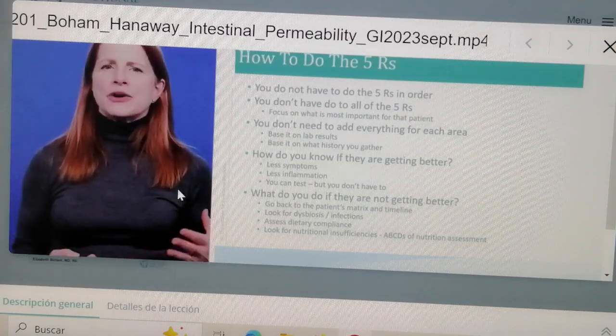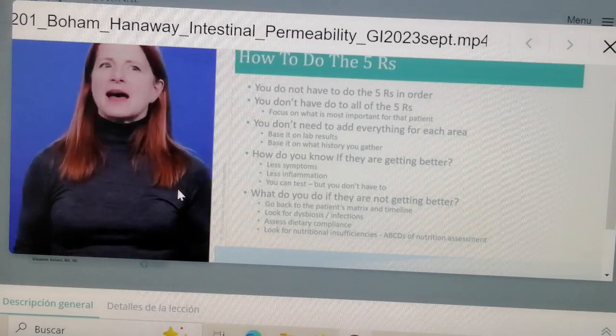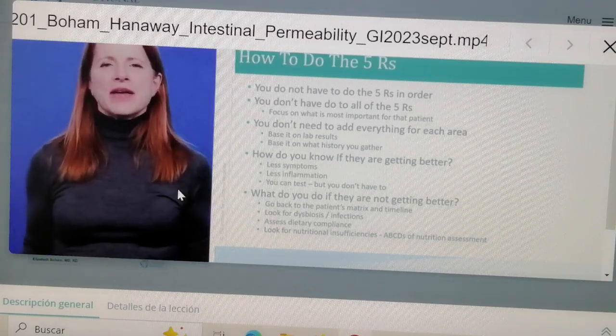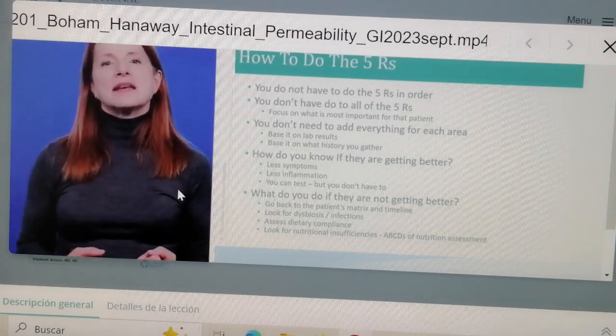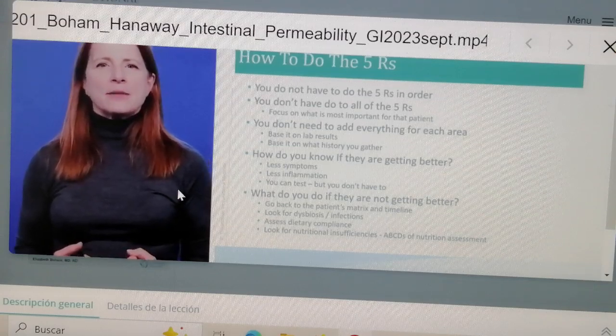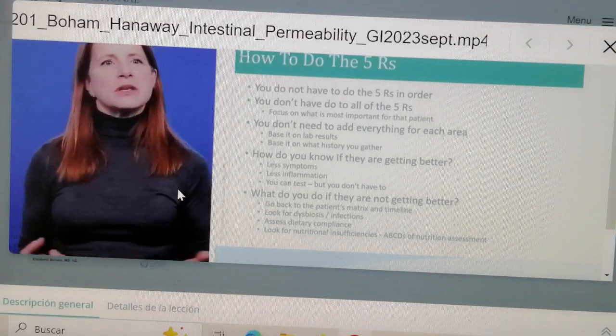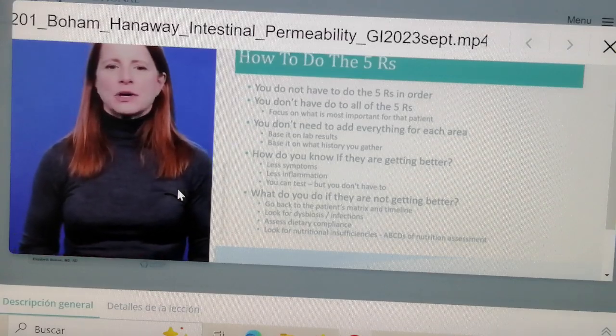You really base where you're focused on all of that information you've gathered or any labs that you've done. So how do you know if they're getting better, right? Maybe they're having fewer symptoms. Maybe their autoimmune disease has calmed down. Maybe their inflammatory processes in their body have calmed down. And you can also test, but you don't necessarily have to, that's for sure.